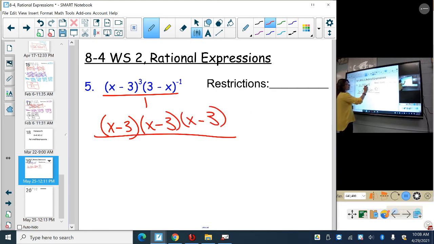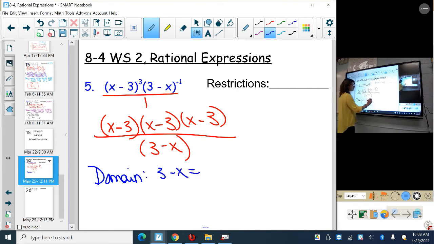And then does 3 minus x to the negative 1 stay or go? It goes to the bottom. Okay, so everything is factored completely. So I'm going to go ahead and do my domain restrictions. Domain: 3 minus x cannot be 0, so x cannot be 3.